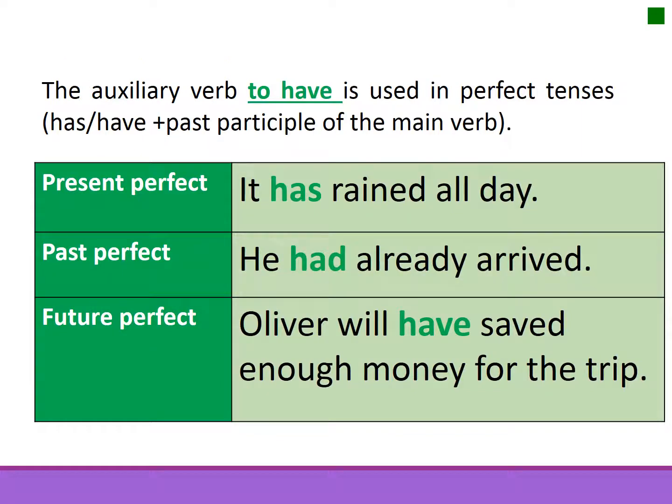The auxiliary verb to have. The auxiliary verb to have is used in perfect tenses. The present perfect: it has rained all day. The past perfect: it had already arrived. And the future perfect: Oliver will have saved enough money for the trip.